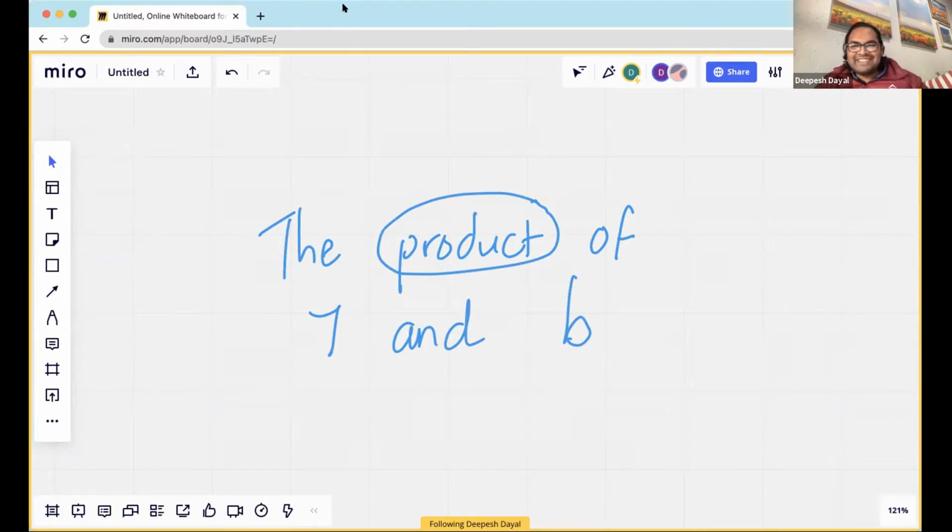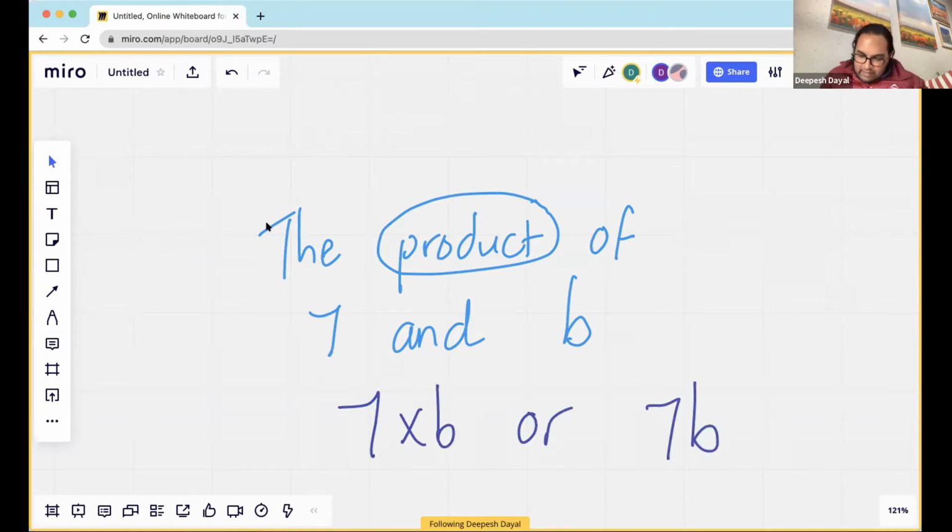I'm getting lots of answers here. I've got 7 times B, 7B. Anybody else? 7B. Okay, great. Excellent. Everybody's saying 7 times B or 7B, right? That's great. So that will be 7 times B or 7B, and that is the product. Product means multiply.